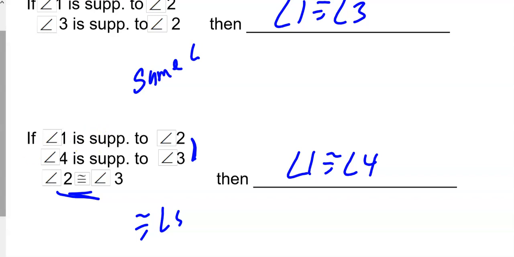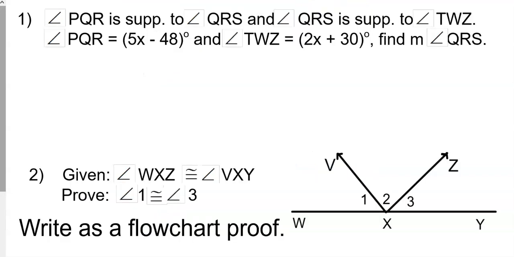Okay, so as you see when we go through all these problems, we have algebraic problems that we do, and then we're also going to have proofs that we do. So let's take a look first at an algebraic example. Here we have angle PQR is supplementary to angle QRS. But we also know QRS, here's our link, is supplementary to angle TWZ.